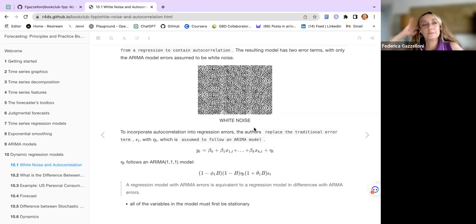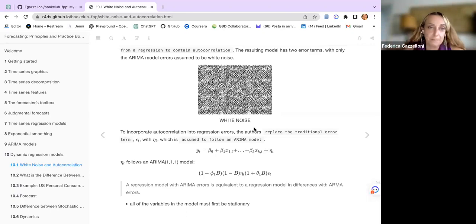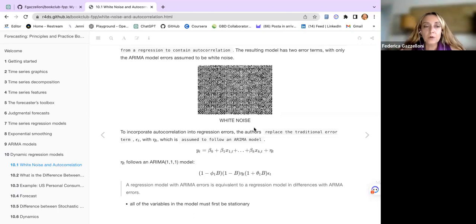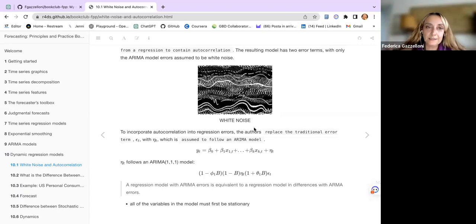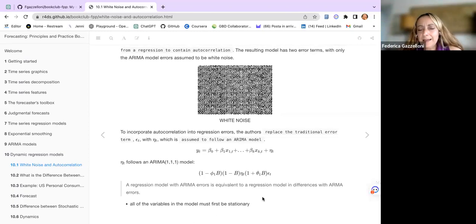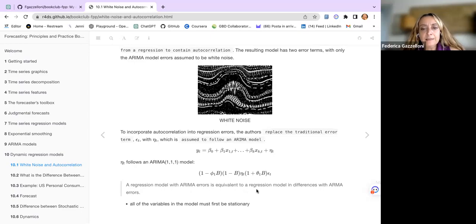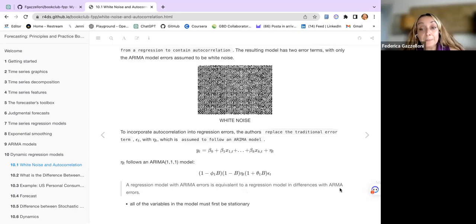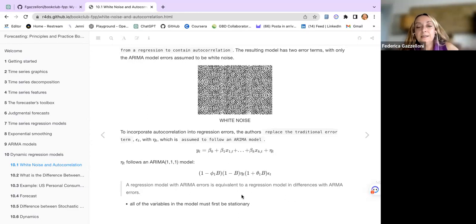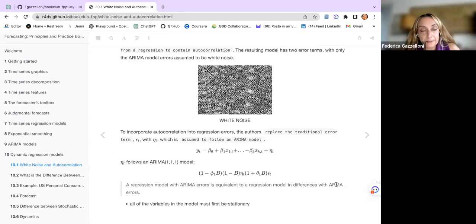You know that the error itself can be split into some part of error that can be managed and another part of error that cannot be managed. So we are trying to identify the shape or the trend of this error by applying a model. And we apply an ARIMA model, okay? So a regression model with ARIMA errors is equivalent to a regression model with differences with ARMA errors. Now we are going to explain this little difference between an ARIMA model and an ARMA model.